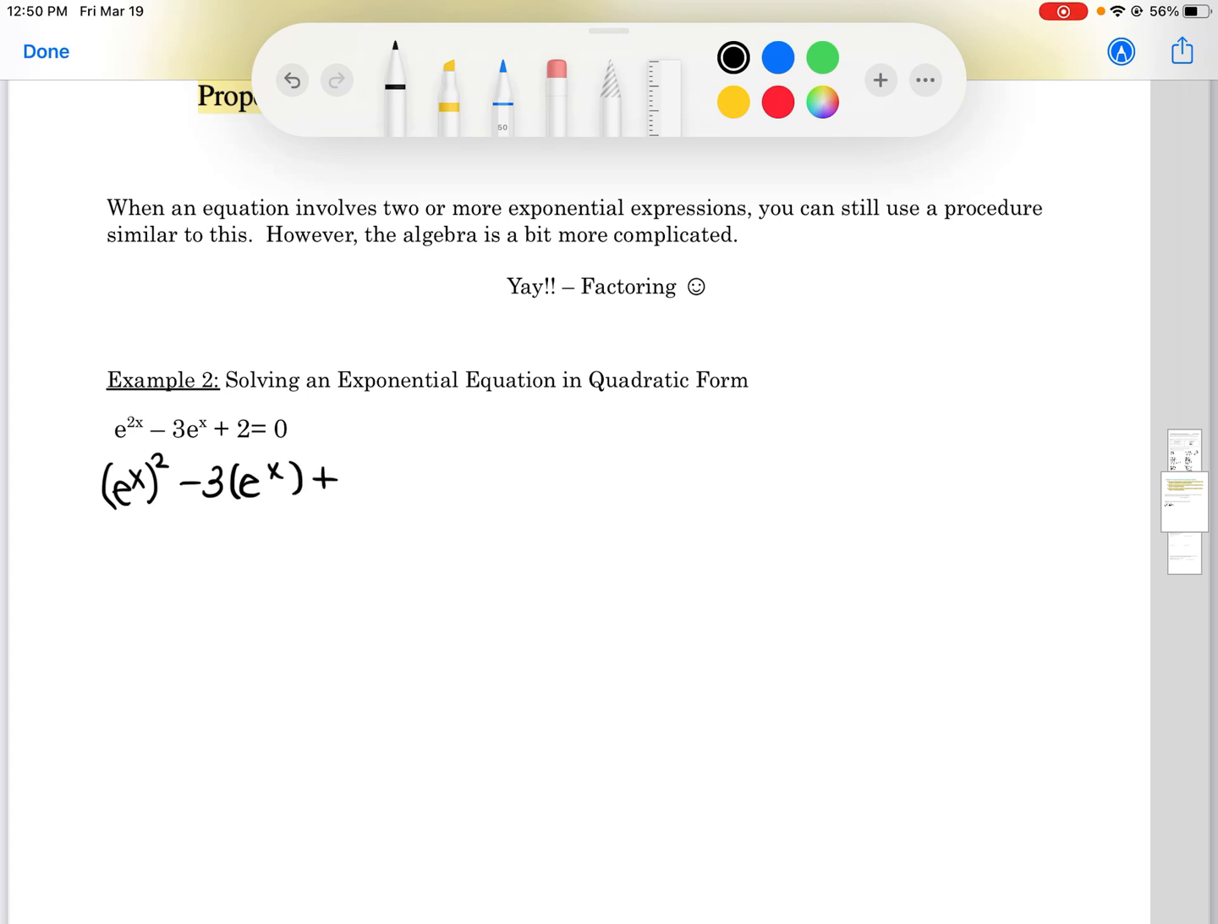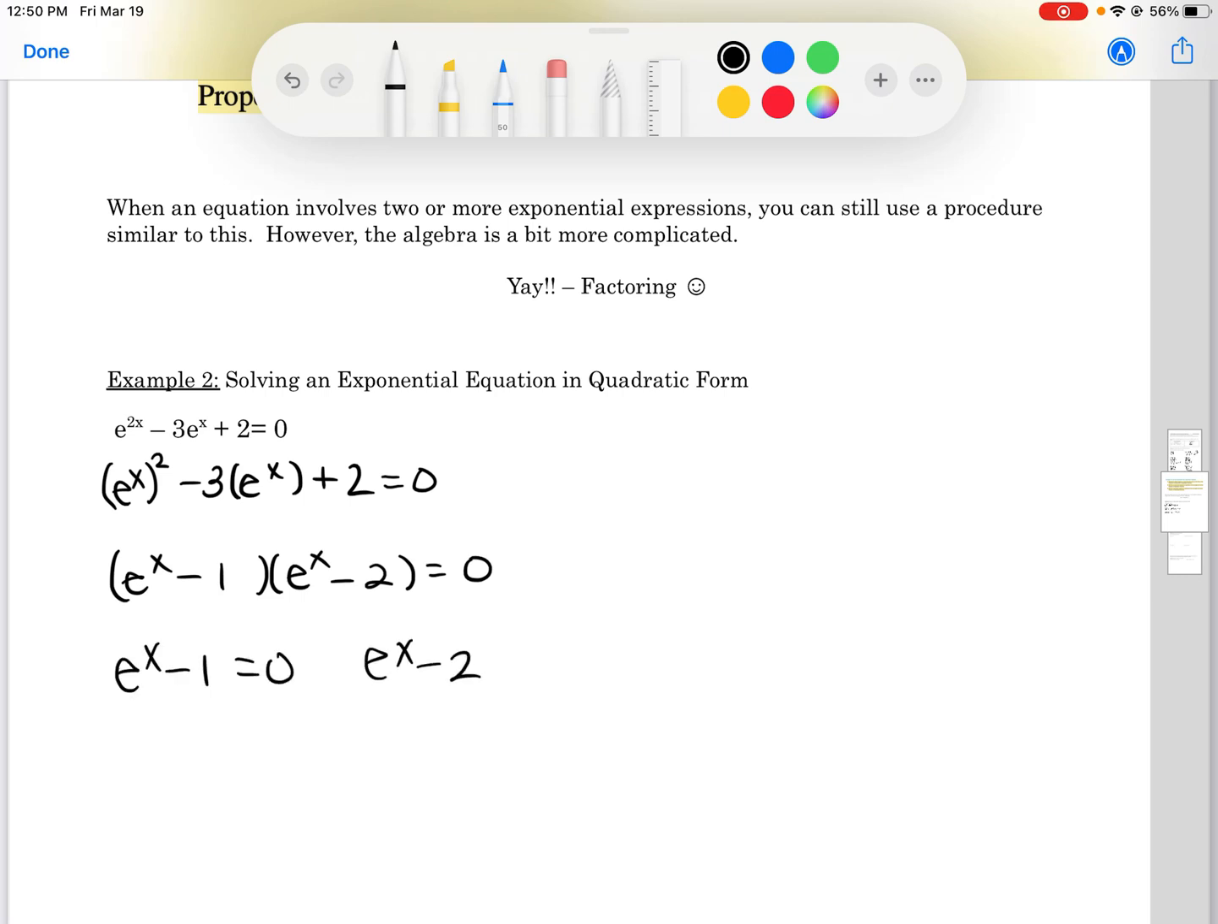This looks like a quadratic. So I can think of that as e to the x times e to the x. They both have to be negative, so we have a 1 and a 2. And now I can set each of those equal to 0 using the zero product property. e to the x minus 1 equals 0, and e to the x minus 2 equals 0.